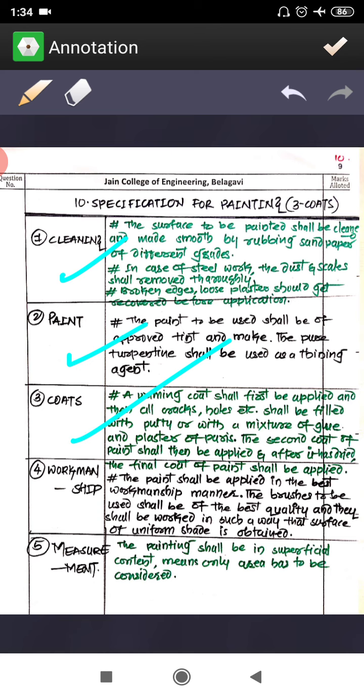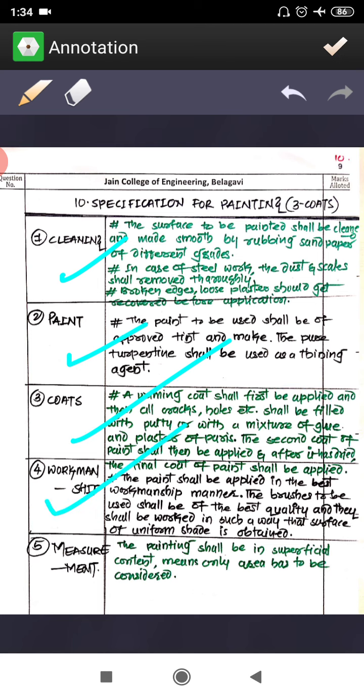First, whatever the openings or holes or cracks will be there, all those things you have to cover by using the mixture of glue and plaster of Paris, or you can use the putty directly. The second coat of paint shall be applied, and after its drying, then you are supposed to apply the third coat. So all three sequences of applying the coats I have mentioned there.